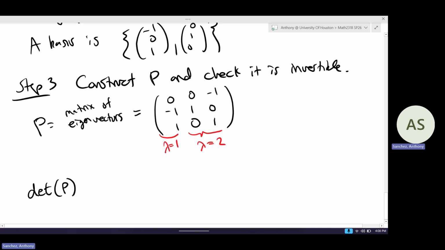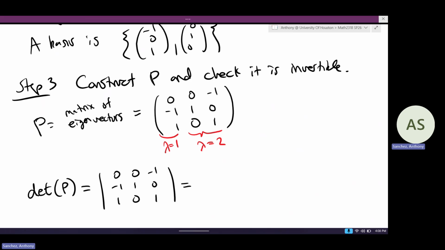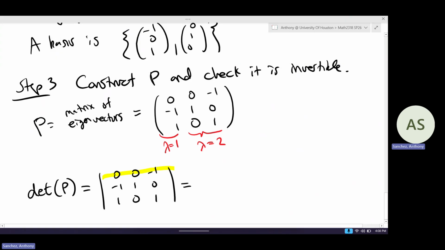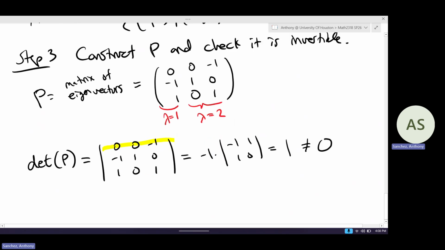So the determinant of P is going to be 0, negative 1, 1, 0, 1, 0, negative 1, 0, 1. I can do a cofactor expansion along the top. And this will give me plus minus plus, so it's going to give me a negative 1 times the determinant of negative 1, 1, 1, 0. And this determinant is going to be negative 1 times 0, minus 1 times 1, which is minus 1, so it's going to be a 1. Notably, this is not 0, so P is invertible.